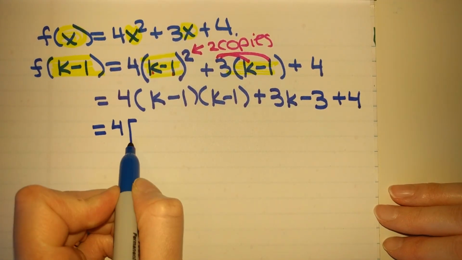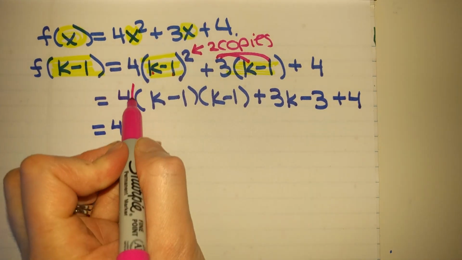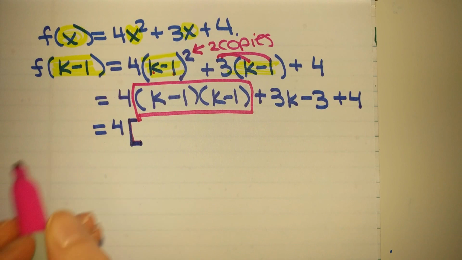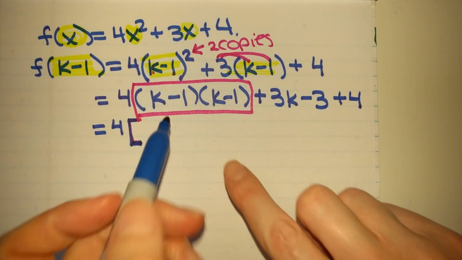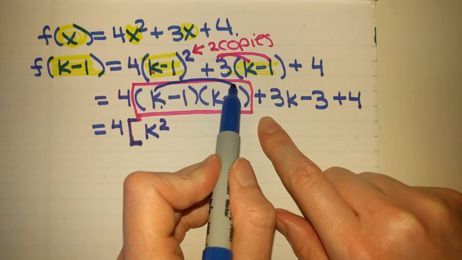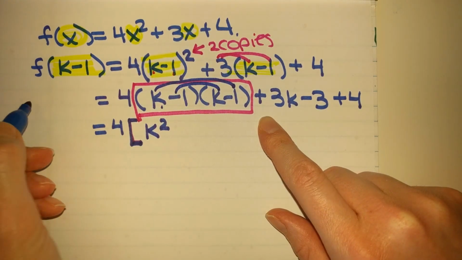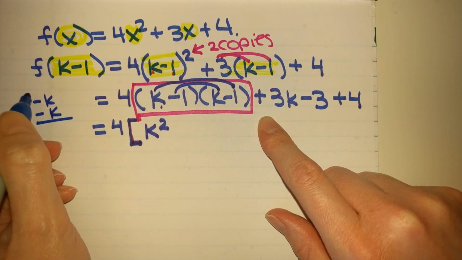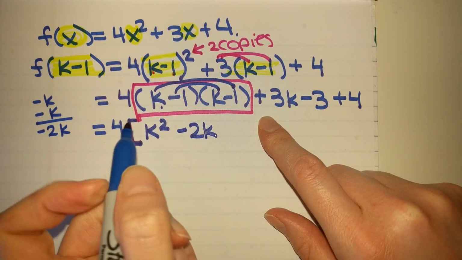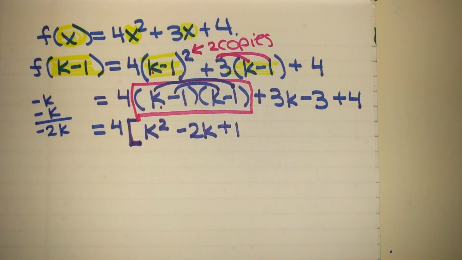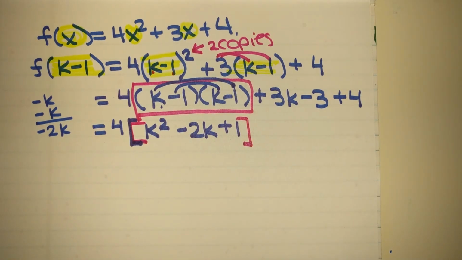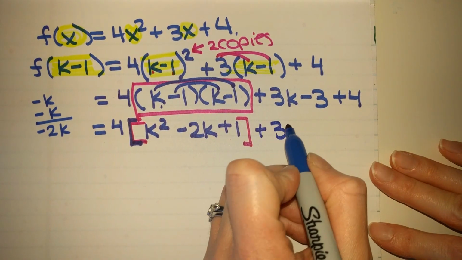All right, so inside here where I have this parentheses k minus 1, I'm going to put this in a bracket and I'm going to FOIL it out. So I will have k times k giving us k squared. The outer one is a minus k, the inner one is another minus k. So the outer and the inner will give us a negative 2k, and then the negative times negative gives us a positive. So that is our FOILed out expression, k squared minus 2k plus 1, and then plus 3k.